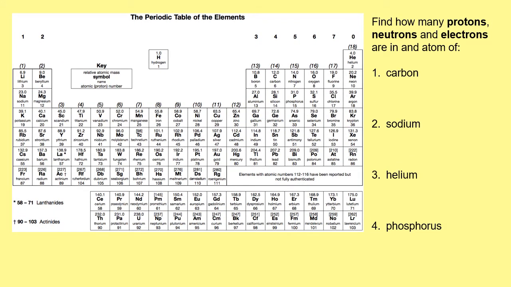Okay, so what I'd like you to do now is to do this yourselves for carbon, sodium, helium, and phosphorus. I'm going to give you 2 minutes to do this. So for each of them, I'd like you to work out how many protons there are, how many neutrons, and how many electrons. You've got 2 minutes, off you go.